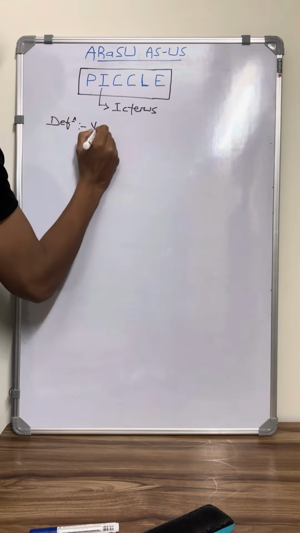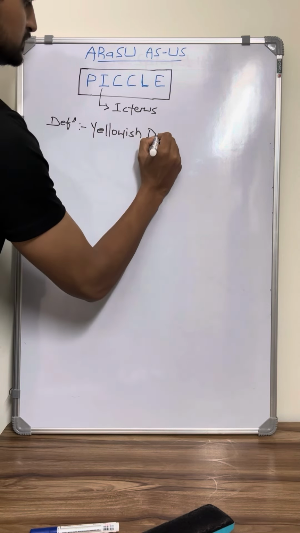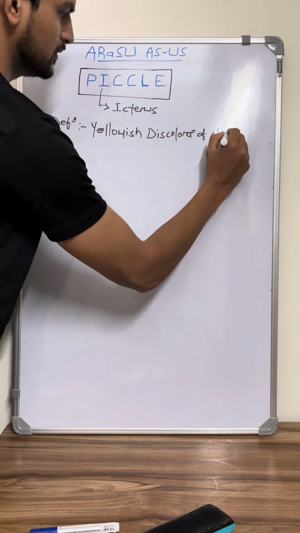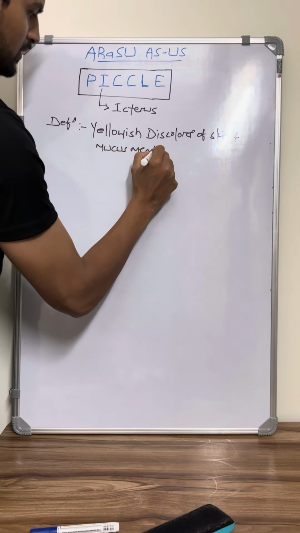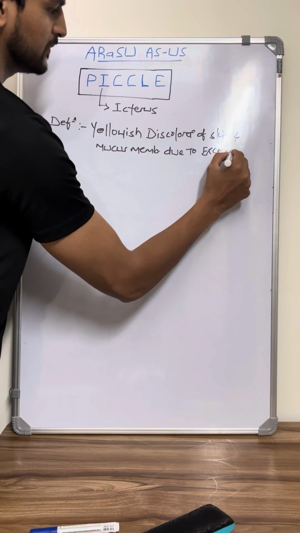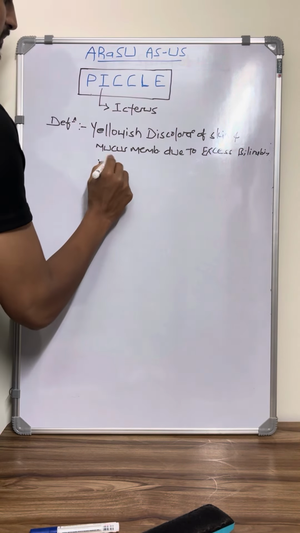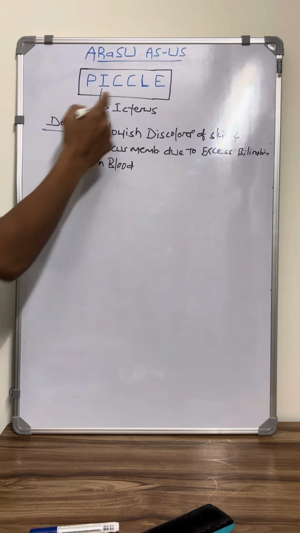So it is yellowish discoloration of skin and mucous membrane due to excess bilirubin in blood. So this is the definition of icterus.